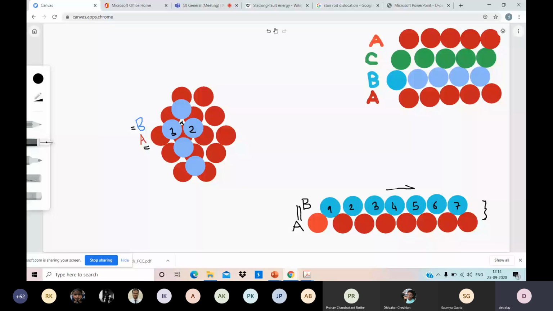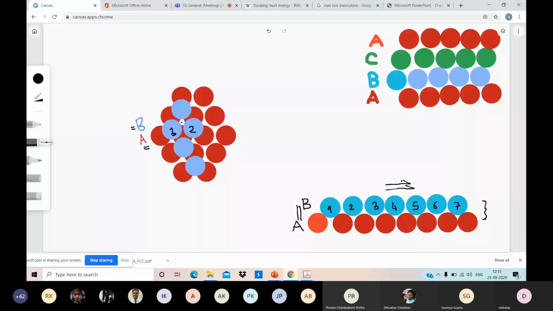Now what I am applying, on the B layer, is a shear. As I am showing, I am applying a shear. So what will the B layer do now on top of the A layer? It will slide. Absolutely right word you are using. It will slide.